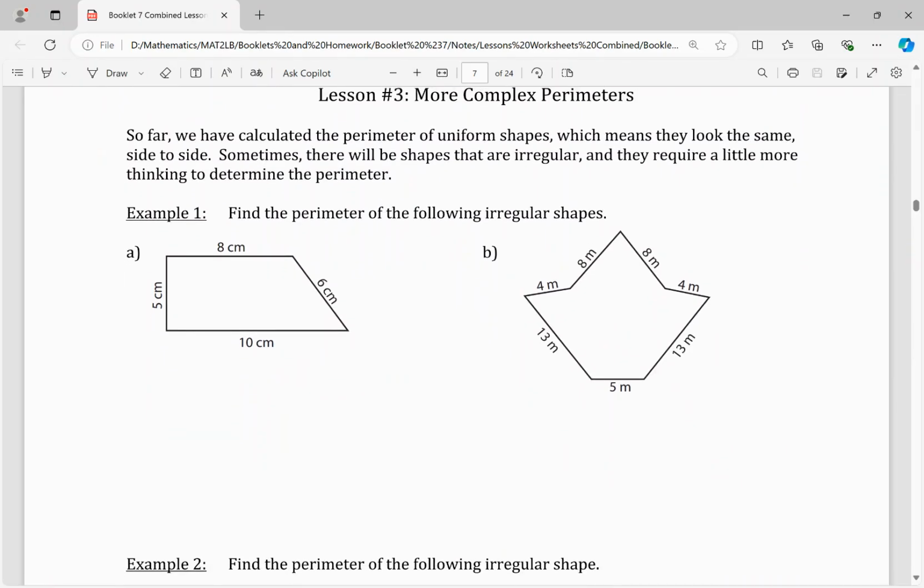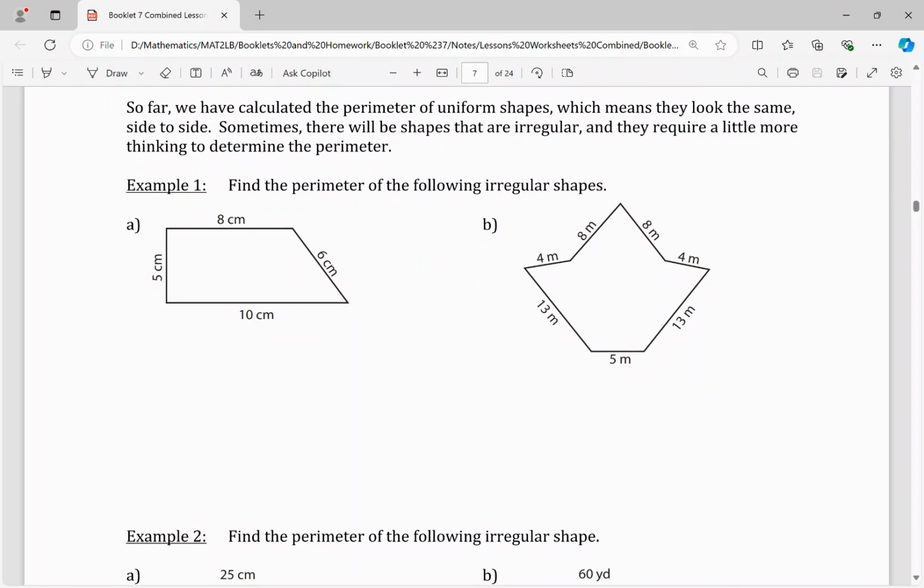Now, sometimes this is fairly easy, like on the two examples on my screen, I give you every single side length. So what that means is I just need to take each of the numbers that I see above and add them together, such as 5 plus 8 plus 6 plus 10, which gives me a sum of 29 centimeters.